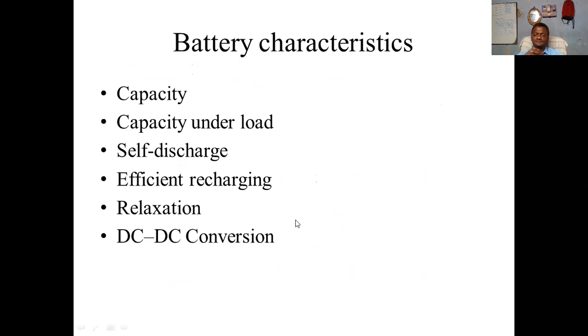What are the battery characteristics for the sensor? The first one is the capacity. As per your requirement, do you want more energy or less energy? Obviously more. So for more energy, what is required? It requires a wide area.